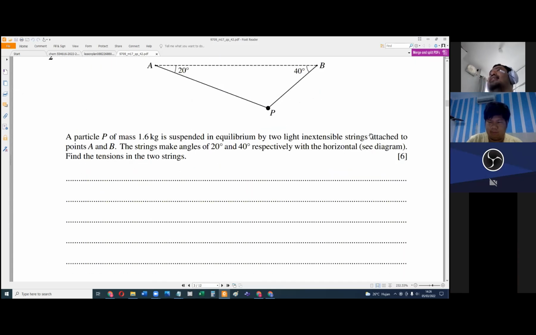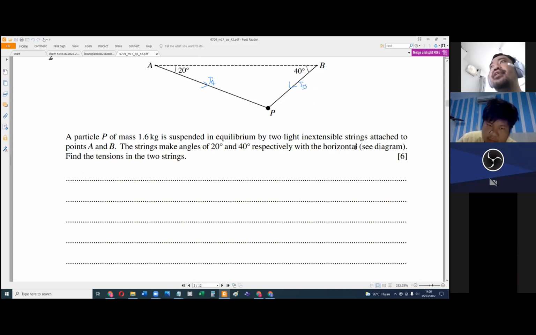Oke, oh ini klasik ini. A particle P of mass 1.6 suspended in equilibrium by two inextensible strings, bla bla bla, 40, find the tension in the two strings. Nah, kalau seperti ini, kuncinya adalah we are going to break them into their components. Let's say the tension of A here is going this way, and this is the tension of B.